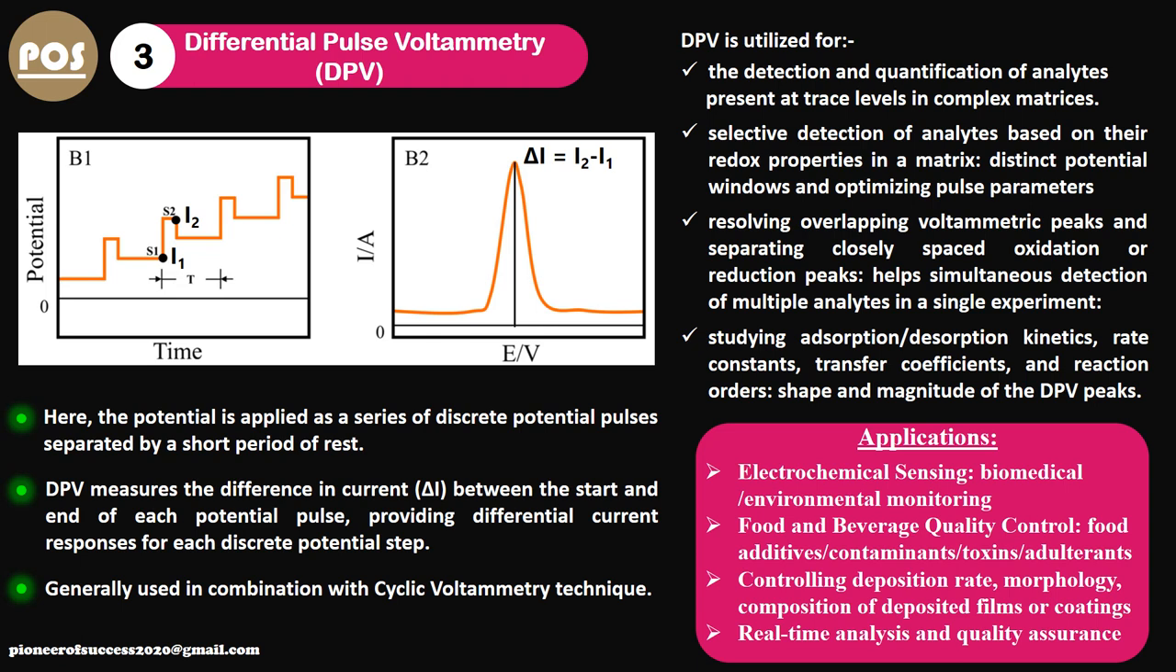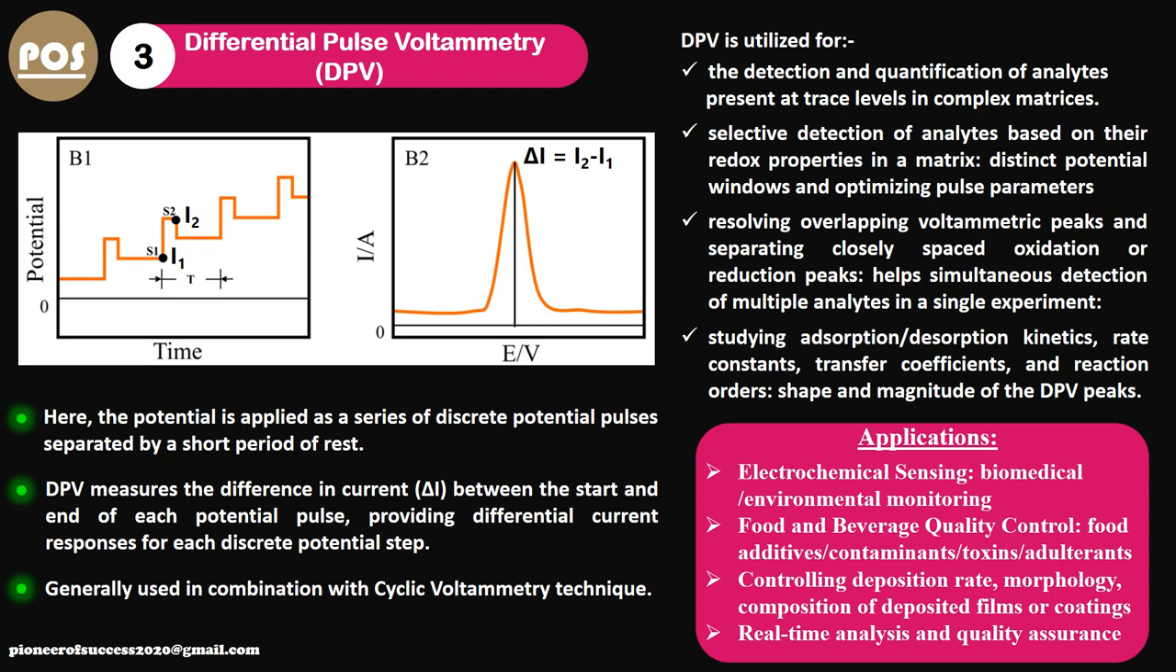The second point which we noted is selective detection of analytes based on their redox properties in a matrix, distinct potential windows and optimizing pulse parameters. We'll talk more about it in upcoming videos. The third point is resolving overlapping voltammetric peaks and separating closely spaced oxidation or reduction peaks.